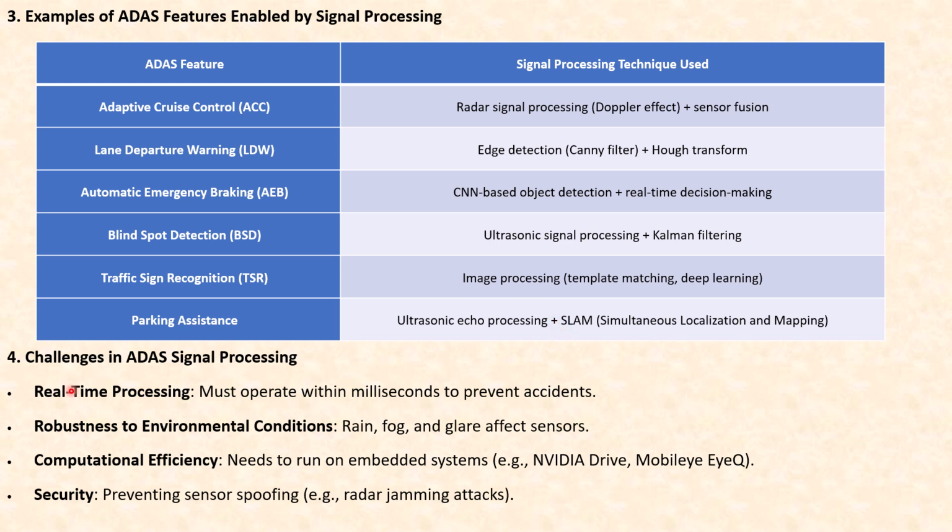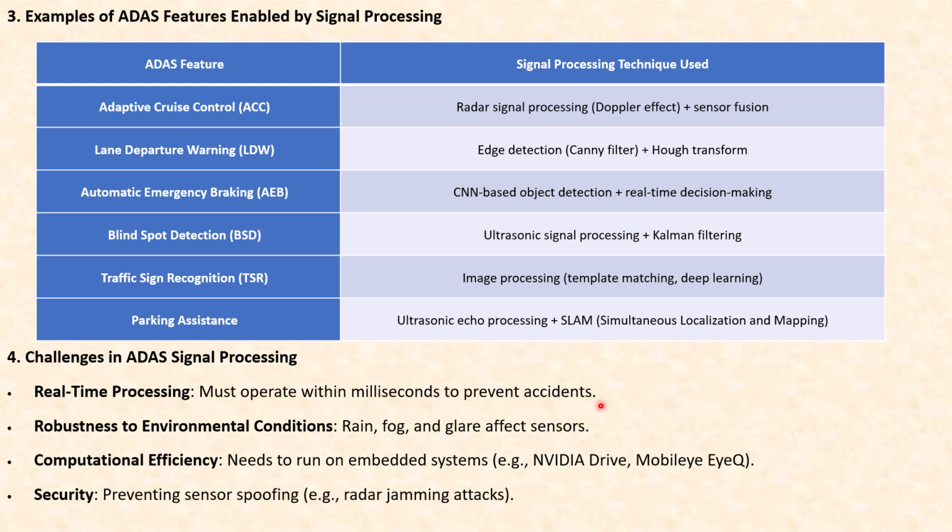Okay, next come the challenges in ADAS signal processing. The first challenge is real-time processing. Of course, this challenge is very much met nowadays. It is almost conquered. Scientists and engineers have almost conquered real-time processing, but there is still some distance to be covered before we can say we have 100% real-time processing. It must operate within milliseconds to prevent accidents.